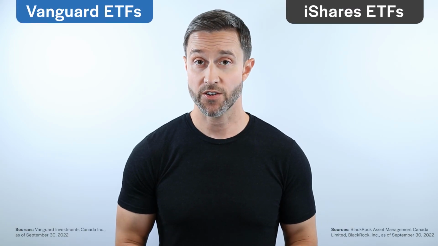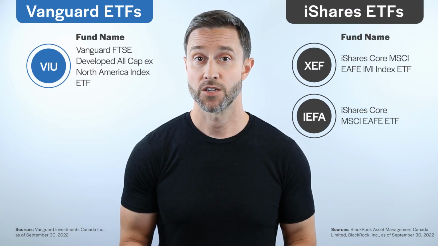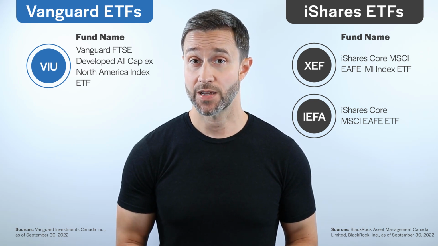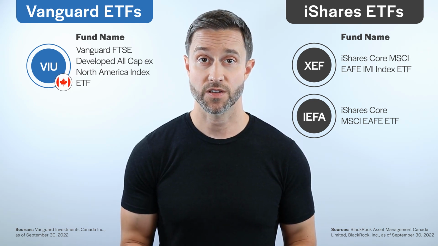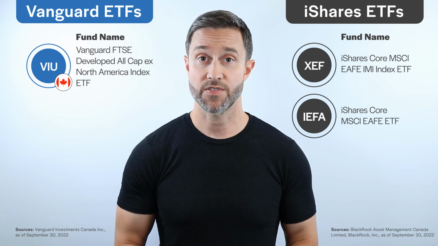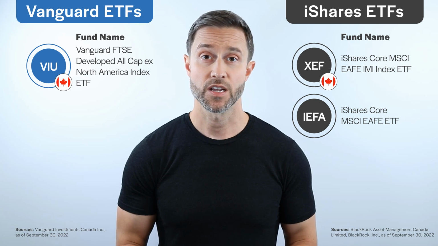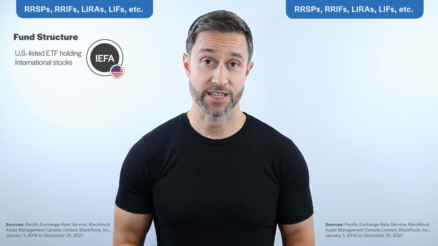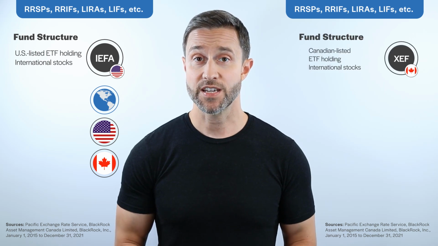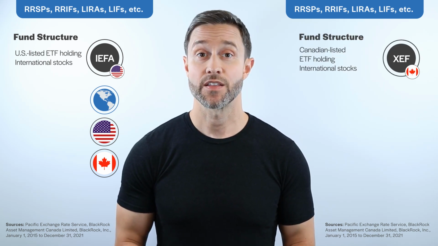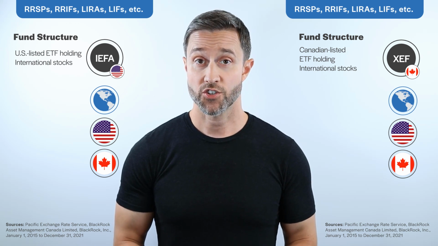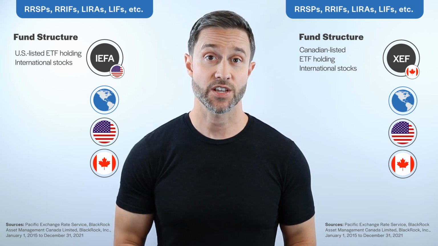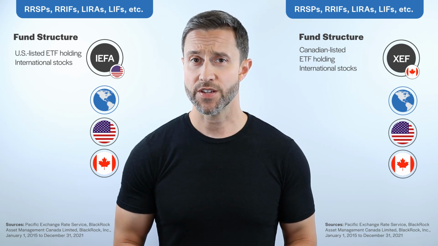With this in mind, let's look at the foreign withholding tax implications for the three international equity ETFs from our last video. To review, these include the Vanguard FTSE Developed All Cap ex North America Index ETF, VIU, the iShares Core MSCI EAFE IMI Index ETF, XEF, and the iShares Core MSCI EAFE ETF, IEFA. In terms of fund structure, IEFA is a US-listed ETF that holds international stocks, while XEF and VIU are Canadian-listed ETFs that hold international stocks. Both fund structures help you avoid the second layer of US withholding tax if you hold them in RRSPs or RRIFs, but for different reasons.